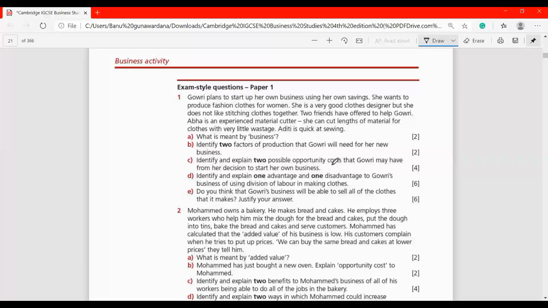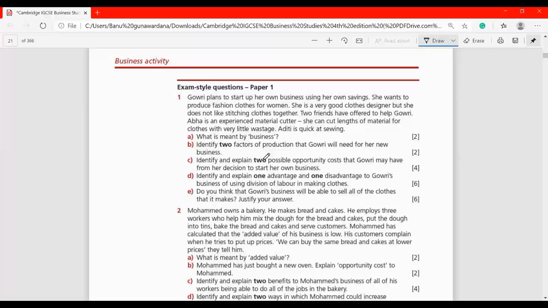Either to start her own business or to work somewhere else. So they are asking two possible opportunity costs, not one but two. Identify and explain two possible opportunity costs that Gauri will be having in starting her own business. Well, the first, of course, is working in a textile firm, where she will be receiving a wage or a salary.